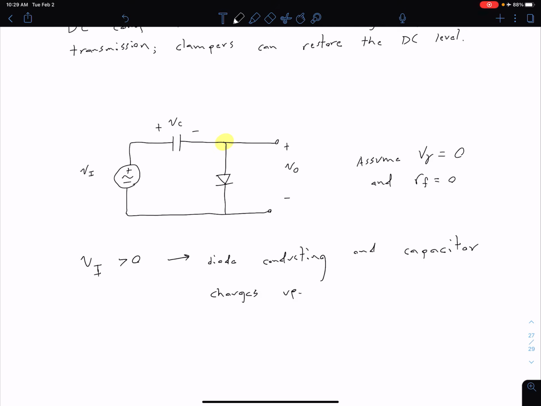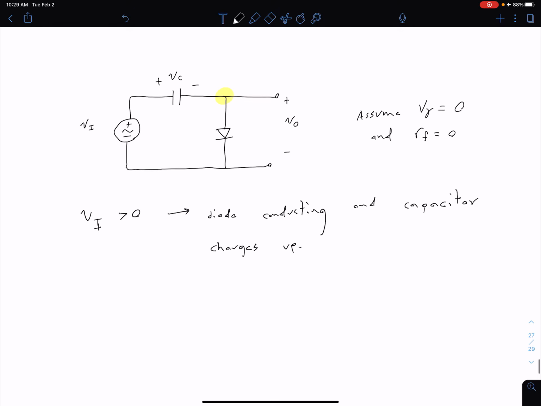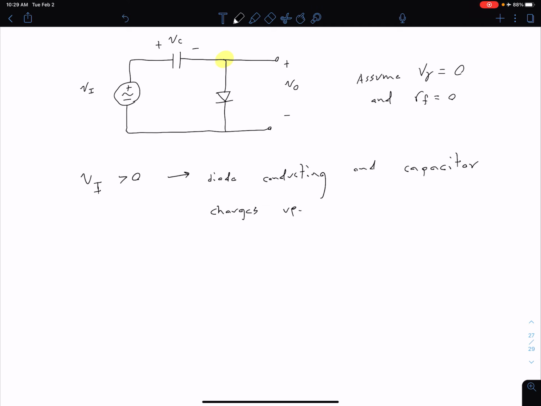Implicit in that is we're assuming that our capacitor was initially uncharged and then we connect it to this input sinusoidal source. Once we reach the crest of our sinusoidal input, ideally when we first leave that, our capacitor is going to be charged up to the maximum. So when our VI begins decreasing, we're going to say that ideally our VC is equal to VI max, or whatever the magnitude is of that sinusoidal voltage.